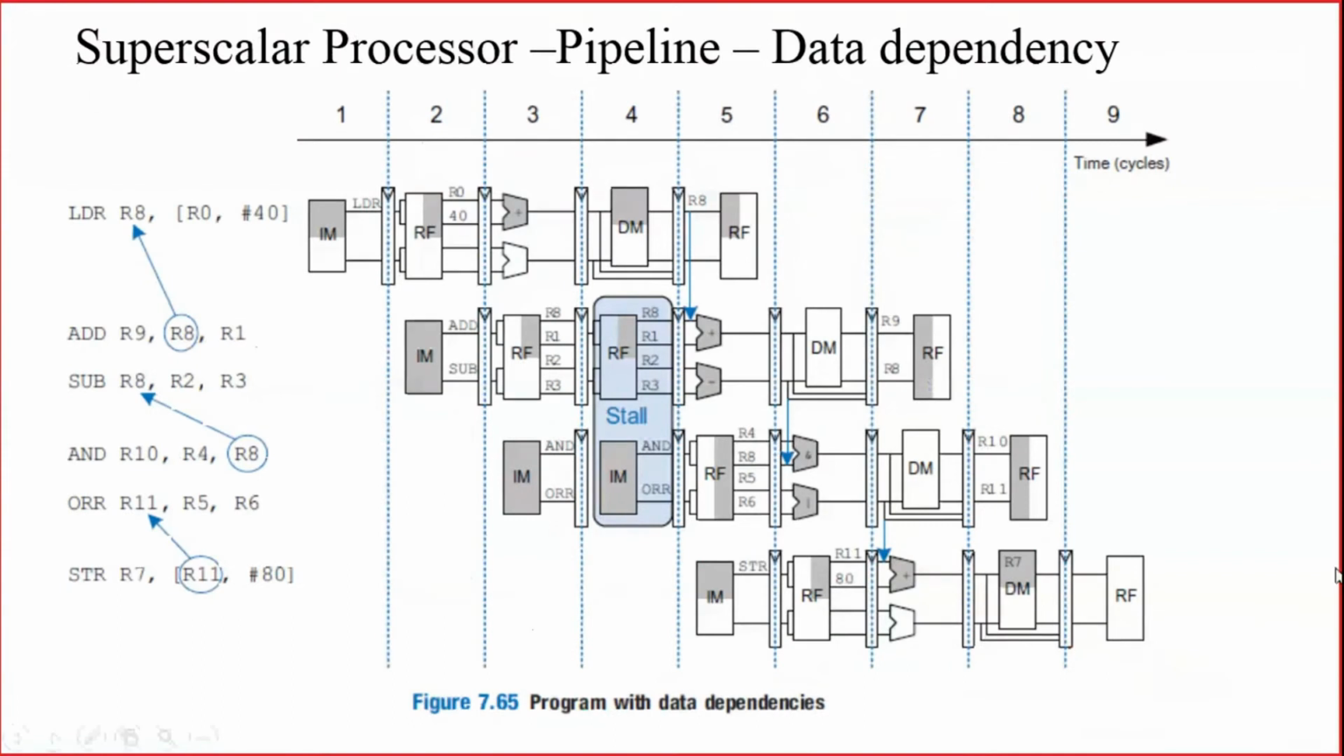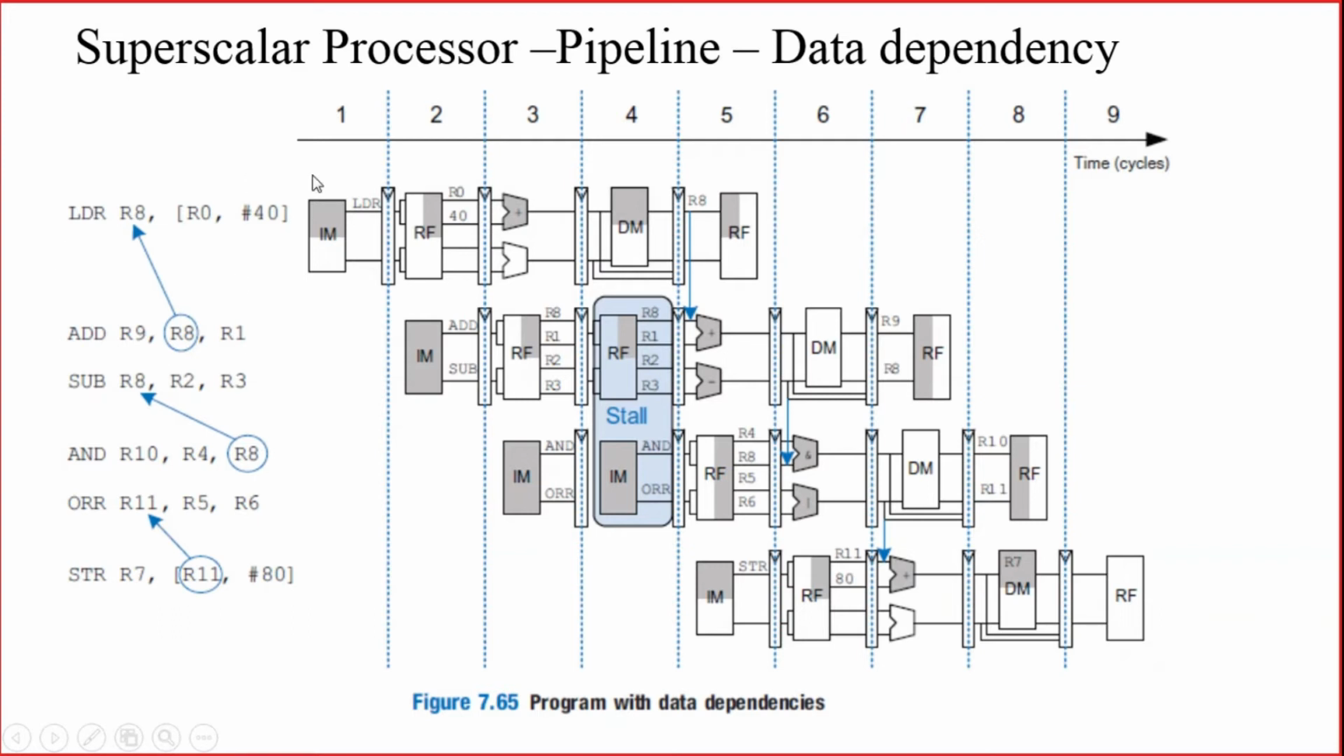But in this diagram, what you are seeing is there is dependency. Here you can see the add and LDR, both these instructions are dependent on R8. Sub and AND are dependent on R8 again. OR and store, again it is dependent on R11. So if it is dependent like this, how will the operation be done? The first instruction will be executed like this. And why is only one instruction fetched here? Even though you are using superscalar architecture, only one instruction is fetched in this program. Why? Because of this dependency.